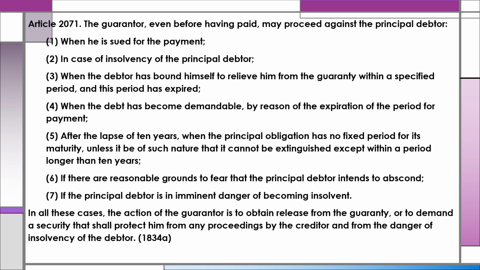So, yun ang purpose ng action. Hindi para maningil kay debtor, kundi para ma-release siya, mawala siya sa guarantee, o kaya to demand a security. Kasi in the event na kasuhan siya ng creditor, at least may protection siya. So, take note of the 7 instances where the guarantor can proceed against the principal debtor to obtain a release or to demand a security.